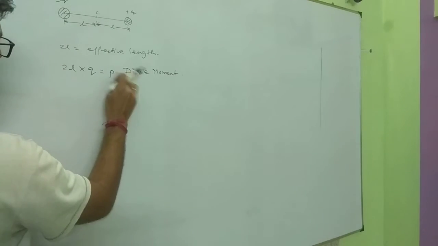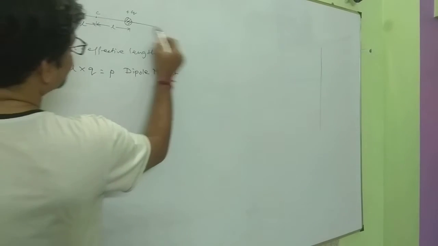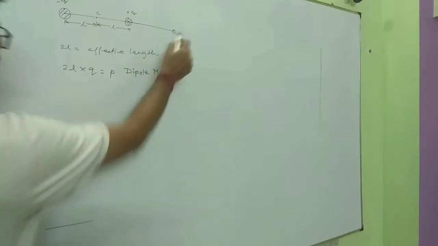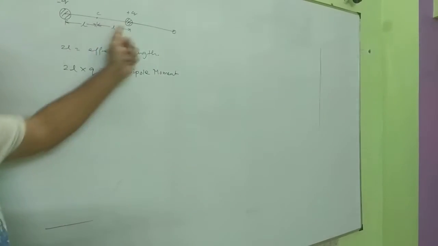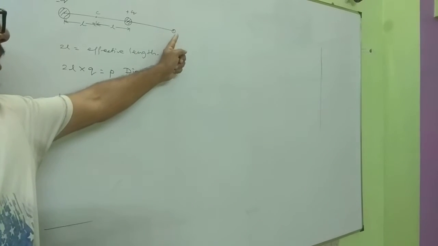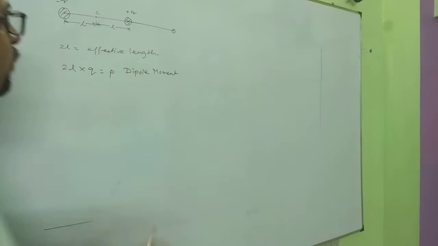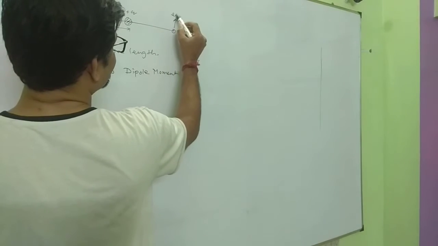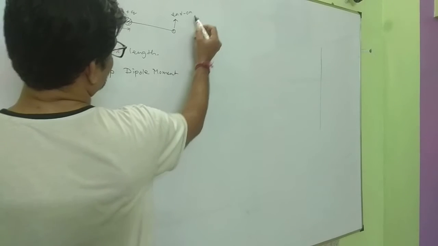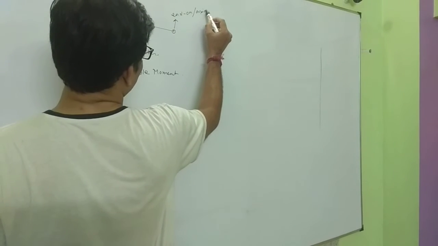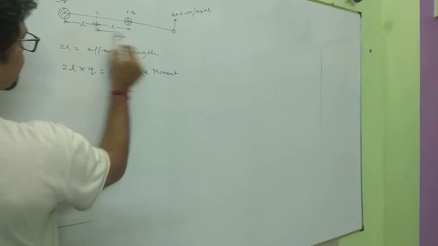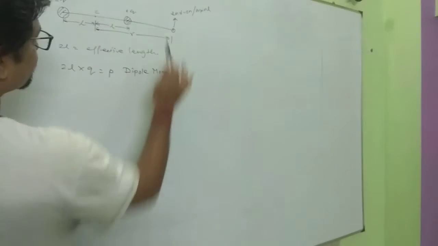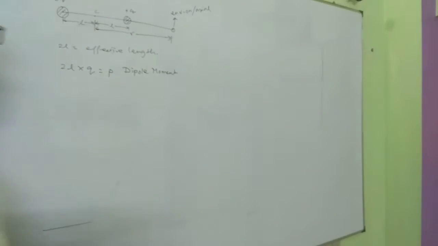Now, the end-on point means the point along the line joining the two charges, at the extension of the line joining the two charges. This is called the end-on point, or it is also called the axial point. Let this point be at a distance r from the center. We want to find the electric field here.